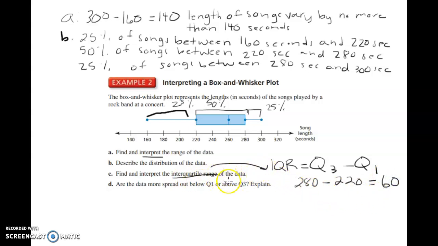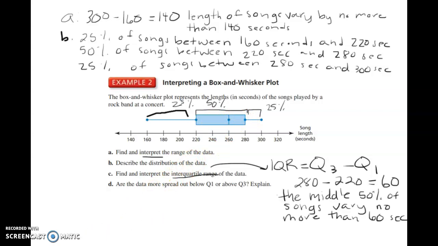And what that means is that the middle 50% of the songs, or the middle half of the songs, aren't going to vary any more than 60 seconds. So all these songs in here, the higher ones minus the lower ones, like they're within 60 seconds of each other. In a similar way that I wrote this one here. So here, when we were interpreting the range, the length of the songs vary by no more than 140 seconds.